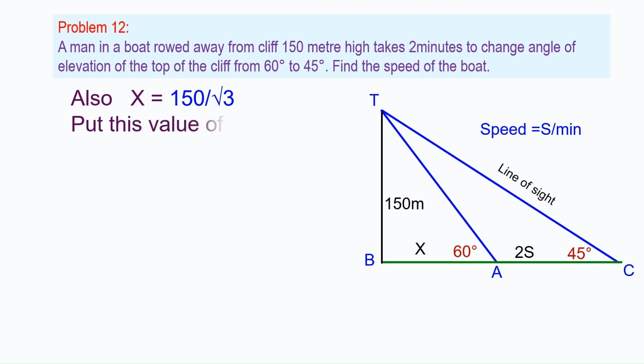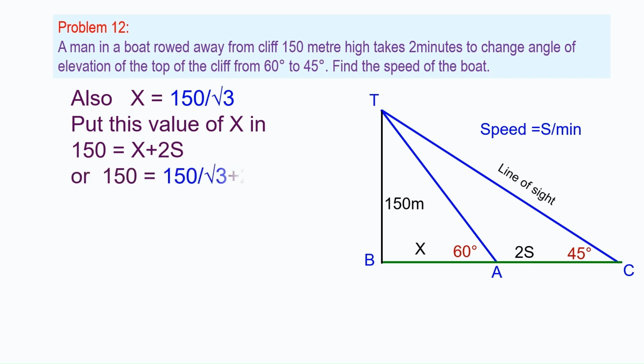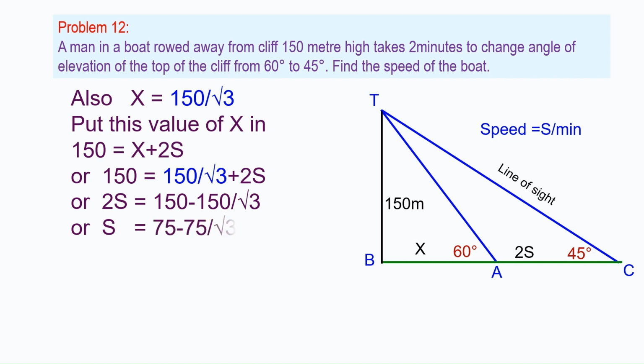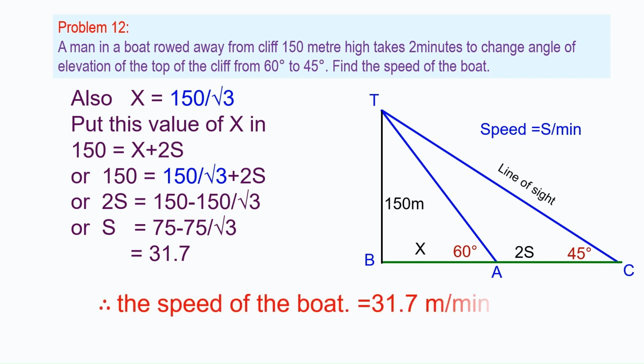Solving it further by replacing x equals 150 divided by root 3 in x plus 2s equals 150, we get 2s equals 150 minus 150 divided by root 3. Therefore s equals 31.7. So the speed of the boat equals 31.7 meters per minute.